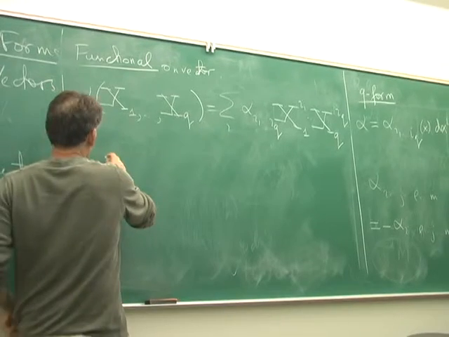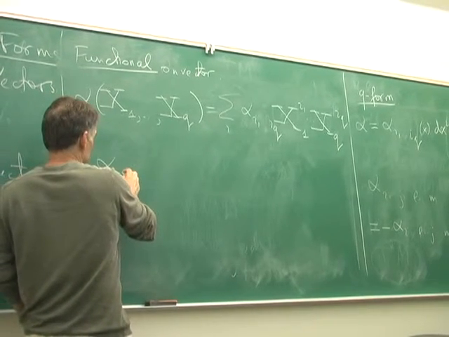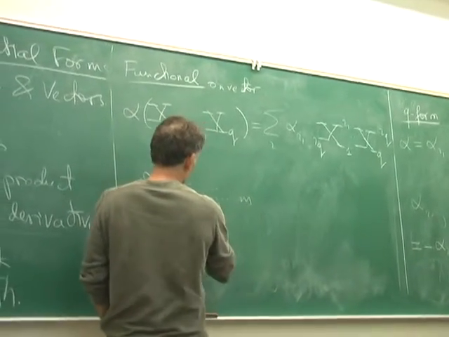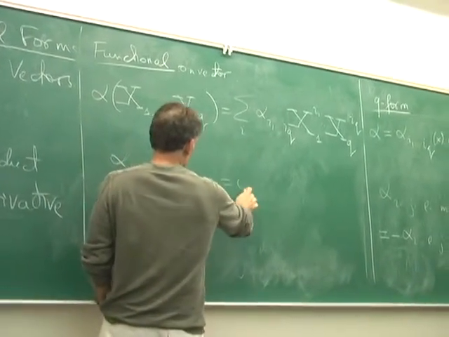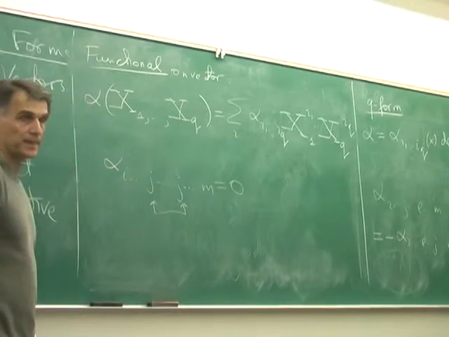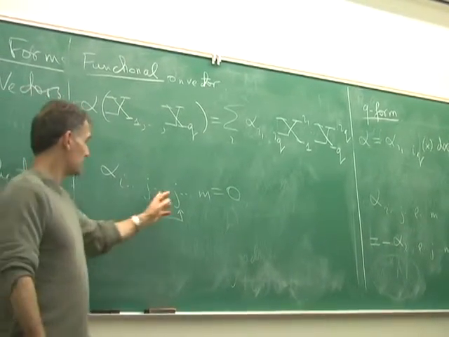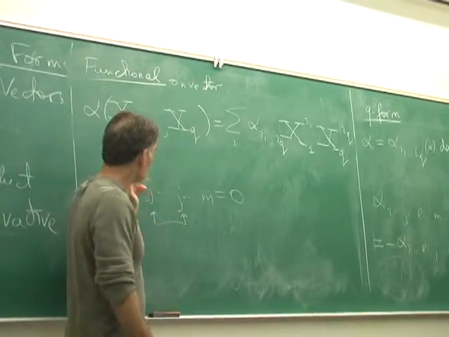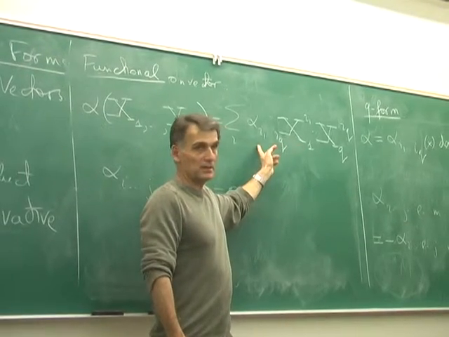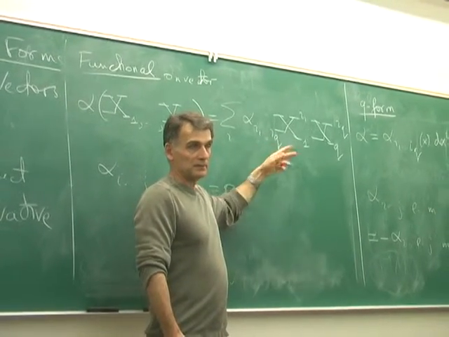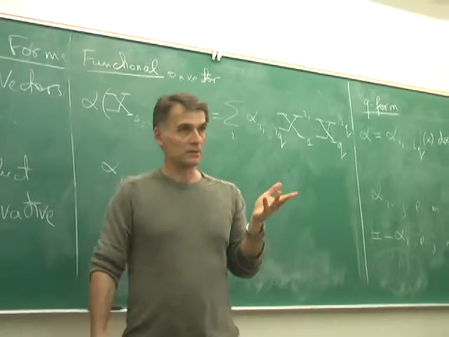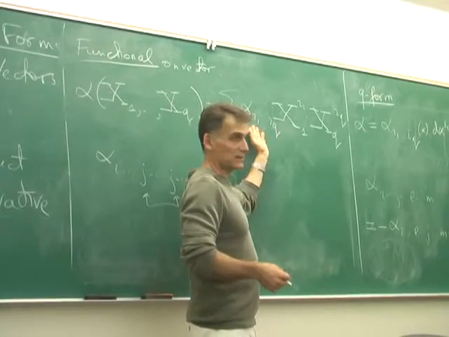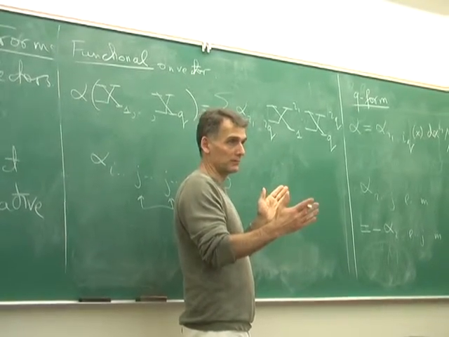So you have alpha, I, J, M. If there are two equal indices, then that's equal to 0. Why? Because if you switch them, you should change sign, and because of that, it must be 0. Which means that in a form, all of these are different indices. And if they're different, you could reorder them any way you want, because the only thing that changes is the sign, then you can always order them in such a way that they are in increasing order.